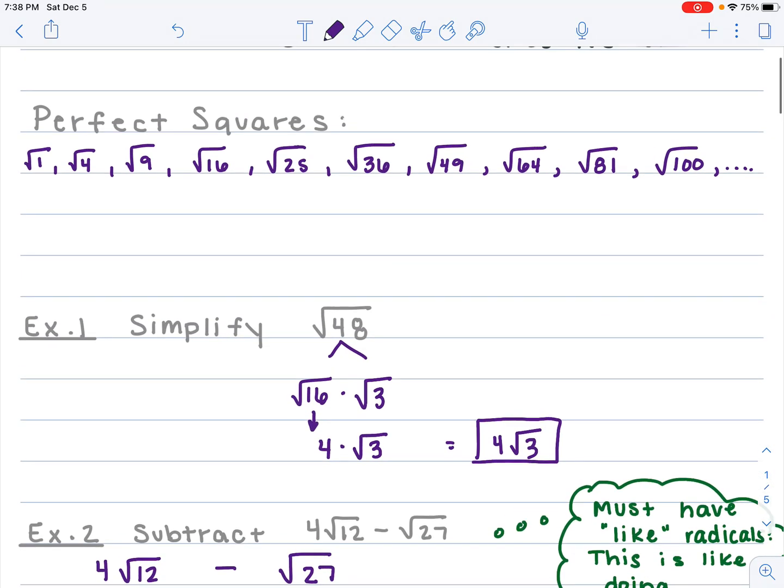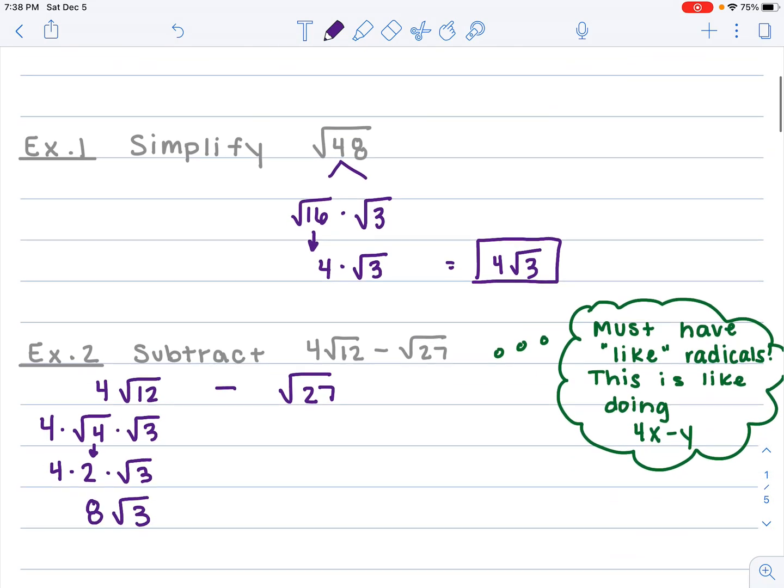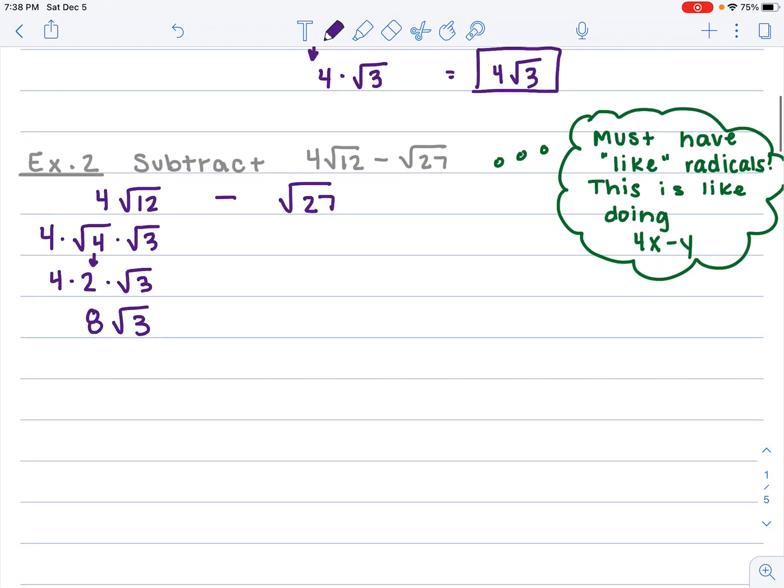All right, 27 here. Look at my list of perfect squares. I know that 9 is a factor of 27. It goes into it 3 times. I know the square root of 9 is 3. So now I have the problem 8 radical 3 minus 3 radical 3.